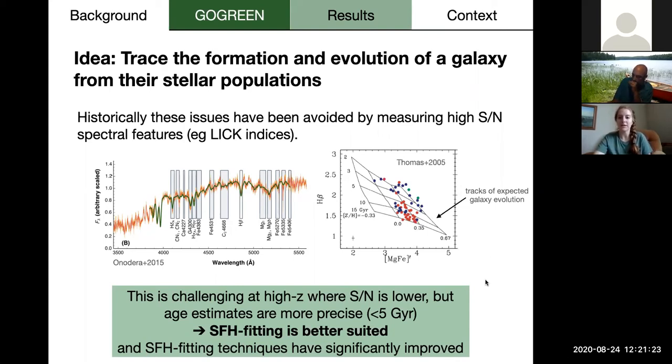But the problem is that the signal-to-noise is lower. And this is the reason that star formation history fitting is better suited to the high redshift. You want to use all of the information available in order to get a good estimate of the star formation history and the average age. And we can take advantage of significant advances in the computational techniques and the statistics to do this process.